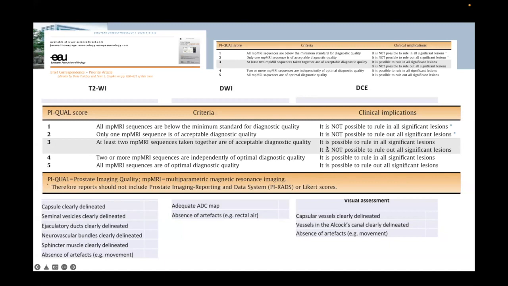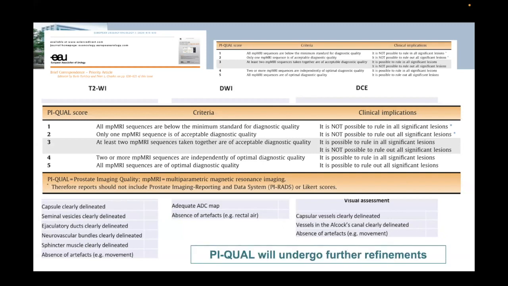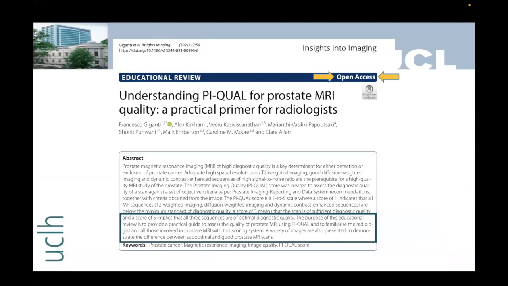A PI-QUAL score of 4 or 5 means that the quality of your scan is good. So with a score of 4, you have 2 or more sequences of optimal diagnostic quality, or if you have a PI-QUAL score of 5, all of your MR sequences are of optimal diagnostic quality, meaning that all the boxes are ticked in the scoring sheet. The clinical implication for a PI-QUAL score of 5 is the same: it will be possible to rule in and rule out all significant lesions. We know that PI-QUAL will undergo further refinements. We are working on version 2, but at the present, PI-QUAL is the first standardized scoring system. We also published a practical primer for radiologists, radiographers, and those involved in the diagnostic pathway. You can easily download it from the website because it's open access.